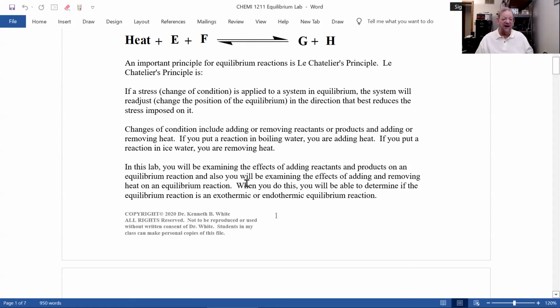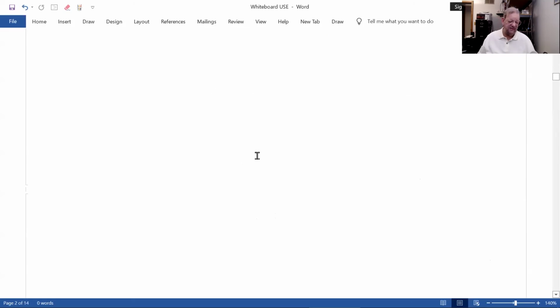Now, in this lab, you'll be examining the effects of adding reactants and products on equilibrium, and also examining the effect of adding and removing heat on the equilibrium. When you do this, you'll be able to determine if the equilibrium reaction is exothermic or endothermic. And what I mean by that is you'll be given two reactions.